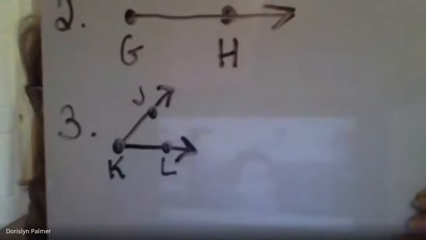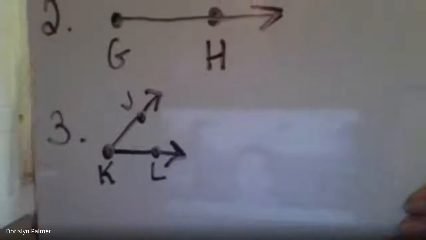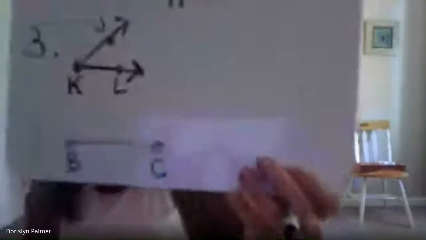Number four, they want you to draw line segment BC. So you're going to have two endpoints and connect them, but you call those endpoints B and C. All right, so that's what line segment BC looks like.